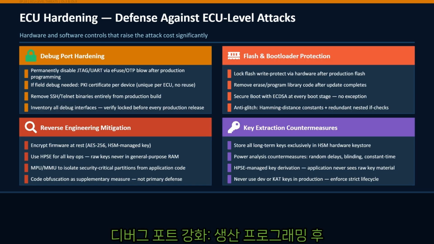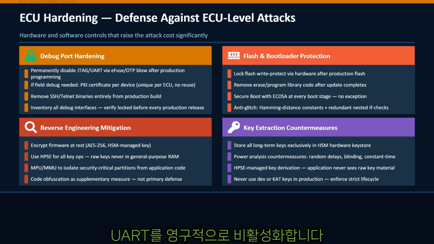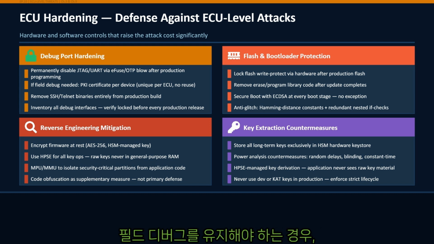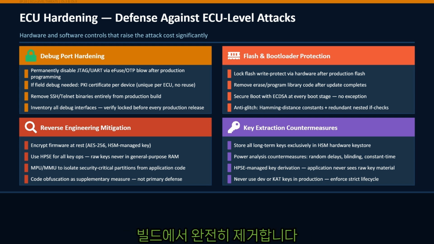Debug port hardening. Permanently disable JTAG and UART by blowing the eFuse after production programming. If field debug must be preserved, authenticate with a device-unique PKI certificate, per ECU, non-transferable. Remove SSH and Telnet binaries from the production build entirely. Verify with penetration testing.